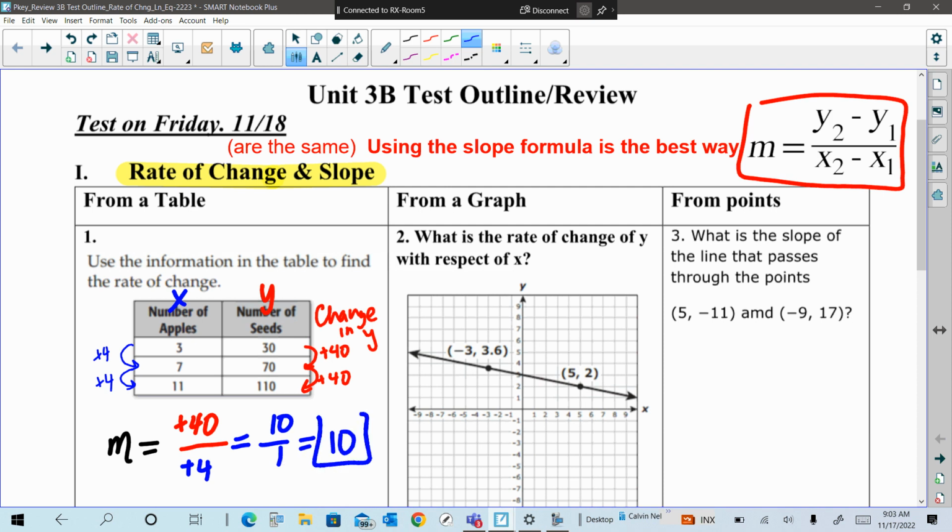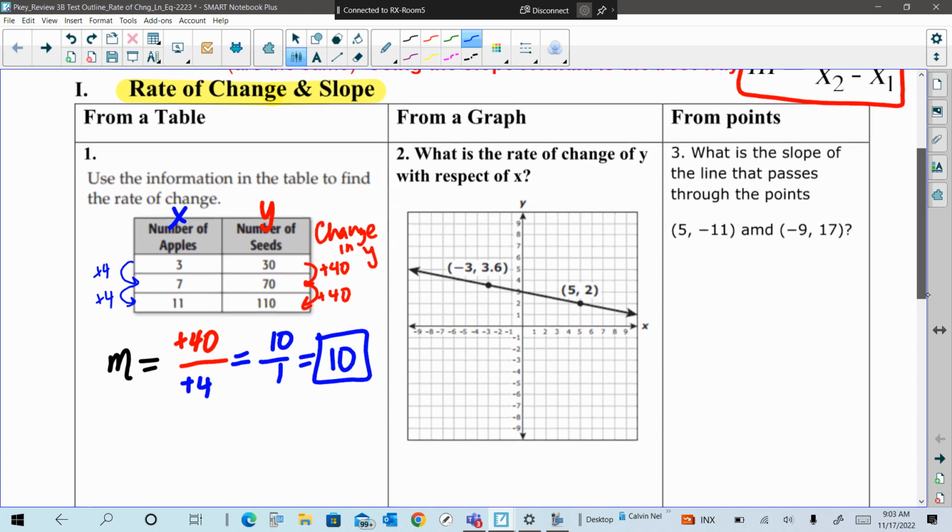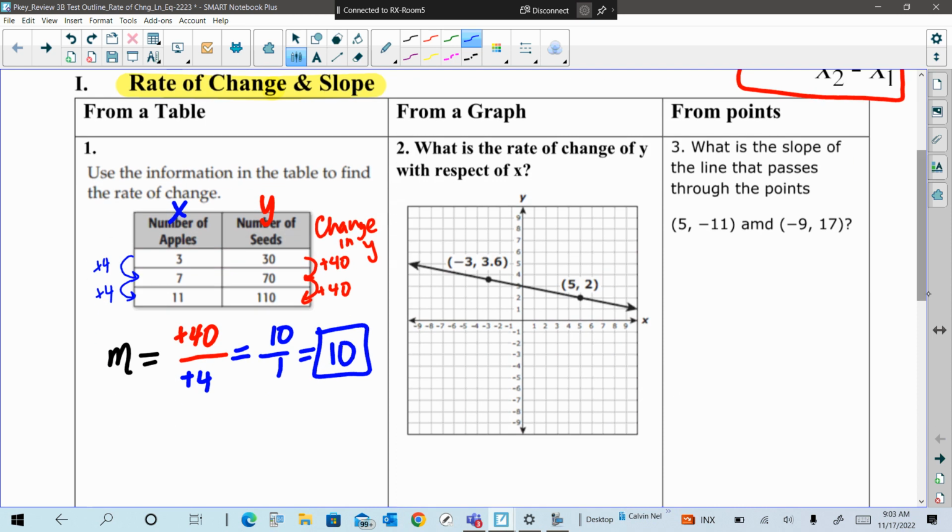So your rate of change, if I had to describe it, represents that you get 10 seeds per 1 apple. I'm not going to ask you to put it in words. I'm just going to ask you to get to that number.